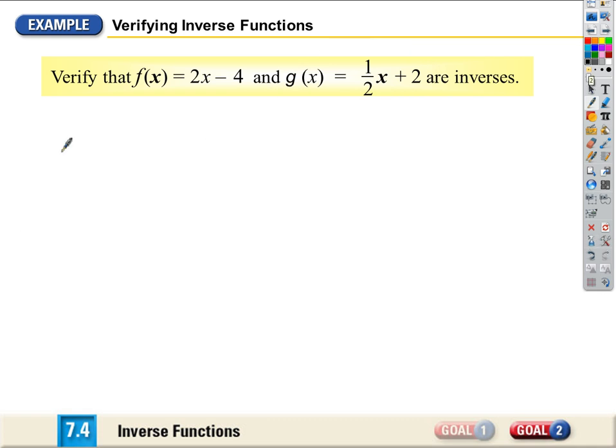Okay, so what is g of f of x? Well, what is g of x asking us to do? It's asking us whatever I'm putting in, I'm going to, what do I do first? What do I do first? What do I do to the x first?